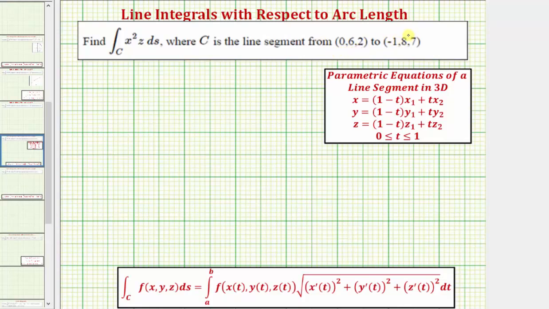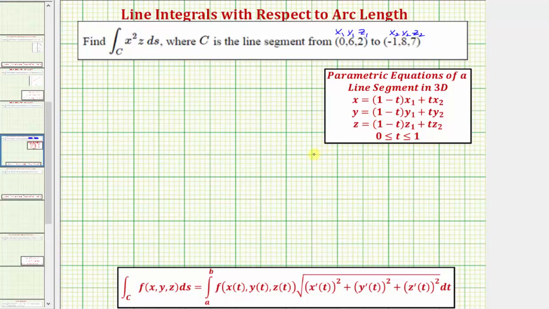But if we struggle with this, we can always use these equations here for the parametric equations for a line segment in space, where x sub 1, y sub 1, and z sub 1 would be the coordinates of the first point, and x sub 2, y sub 2, z sub 2 would be the coordinates of the second point. So here we have x sub 1, y sub 1, z sub 1, and x sub 2, y sub 2, and z sub 2. When we define a line segment using these equations, the interval for t will always be the closed interval from 0 to 1.